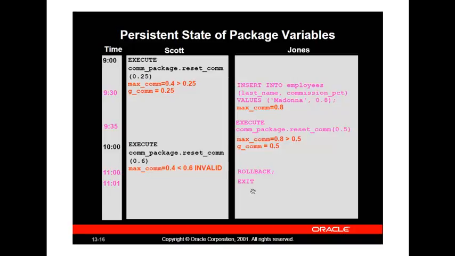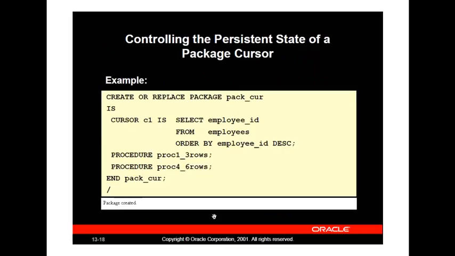When Jones at 11 does the rollback and exits and logs in again, g_comm is 10, max_comm is 0.4, and when he executes it, it is valid.